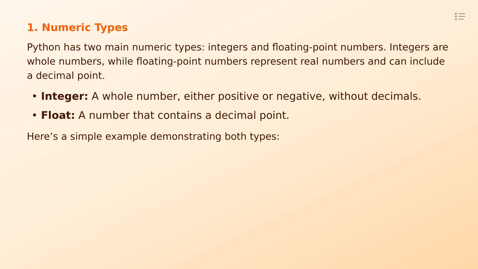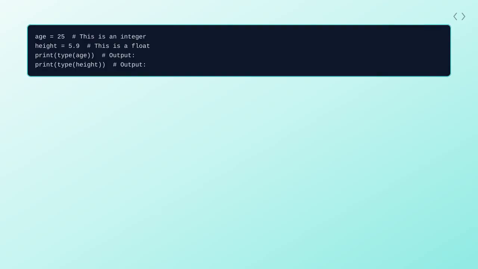First, integer. A whole number, either positive or negative without decimals. Finally, float. A number that contains a decimal point. Here's a simple example demonstrating both types. I'll let you read the examples on screen rather than reading every line aloud.